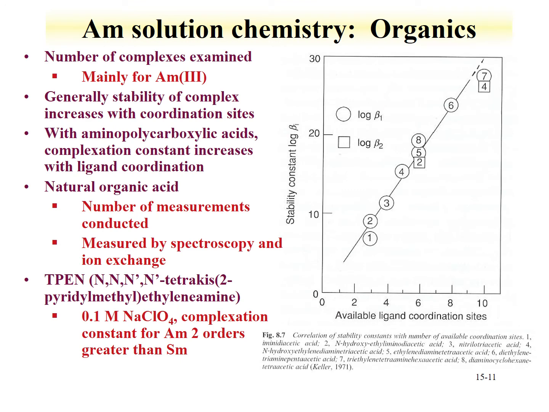The complexation of americium-3 with organic ligands has been evaluated. There's a general trend, as shown here, where the complexation constant increases with the number of available coordination sites. The more coordination sites, the higher the complexation constant. These are for the beta 1, which is the 1,1 complex, and then the 1,2 complex is the squares. We see that there's a general trend from here to 8. However, there are some exceptions, and that could be due to steric effects or the correct coordination environment.